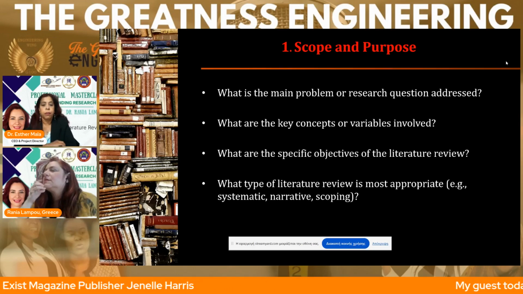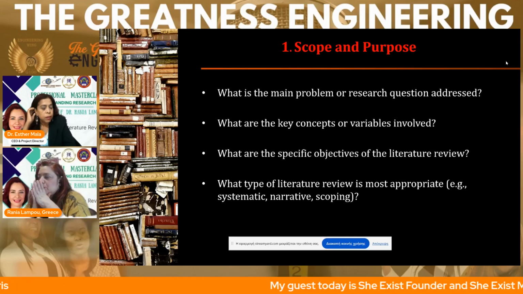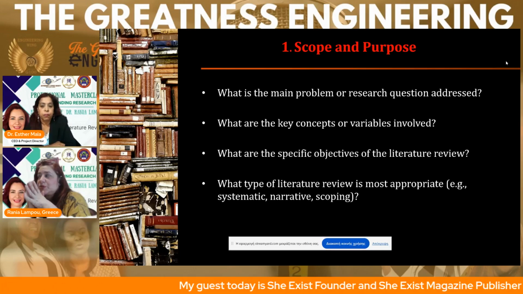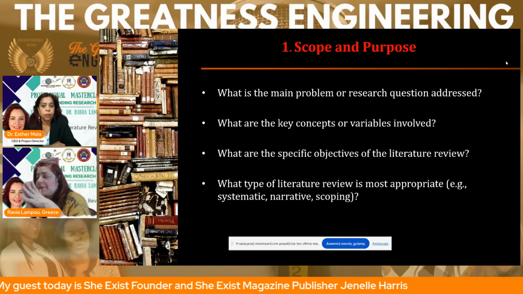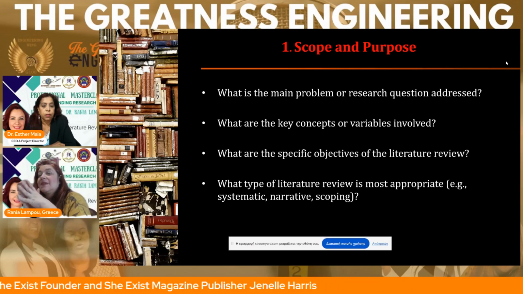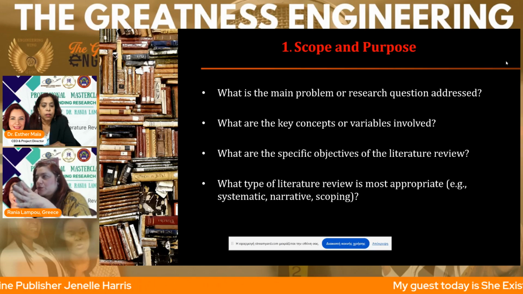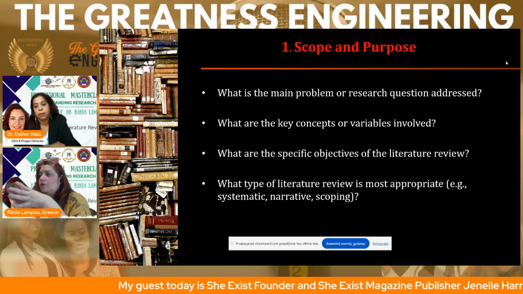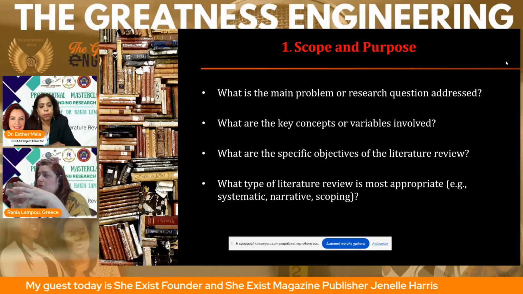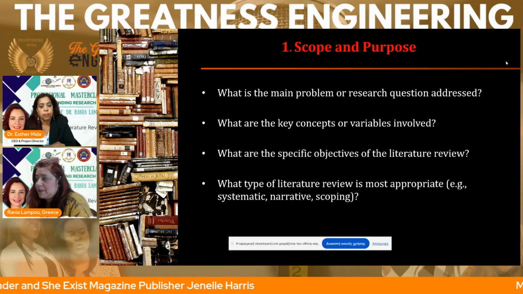if we ask ourselves about the scope and our purpose, we need to define the boundaries and objectives of our review. What is the main problem or research question addressed? This clarifies the central issue of the literature review that we're trying to explore or solve. It sets a direction for the entire review, and it acts as a compass for selecting relevant literature. It helps avoid irrelevant or overly broad content and should be clear, focused, and researchable.